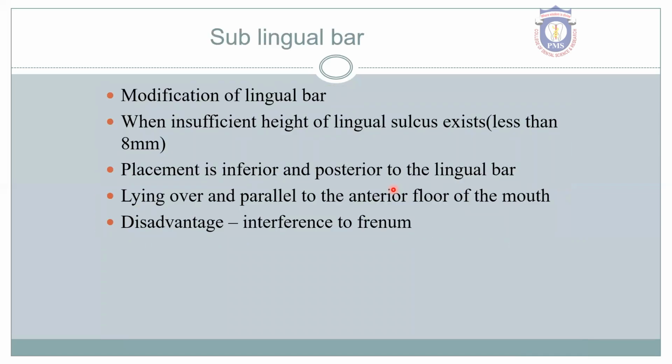The next category is the sublingual bar. This type of major connector is a modification of the lingual bar. When there is insufficient height of the lingual sulcus, that is, if it is less than 8 millimeter, we can give the lingual bar farther into the floor of the mouth. So the placement is more inferior and posterior than our conventional lingual bar. It lies over and parallel to the anterior floor of the mouth. But the disadvantage of this is that there is interference with the frenum. There will be slight interference from the lingual frenum in using this type of mandibular major connector.